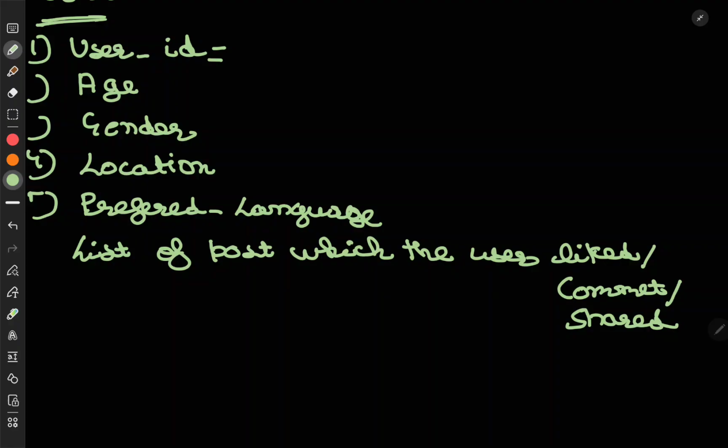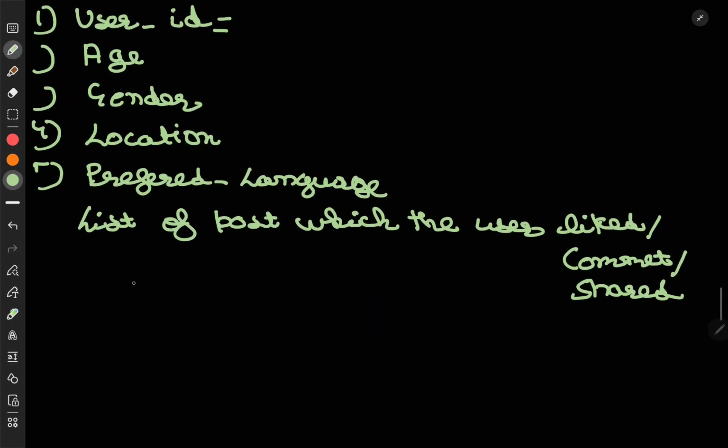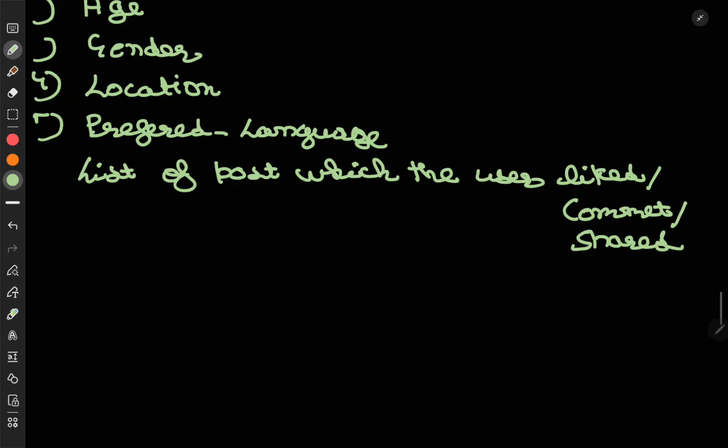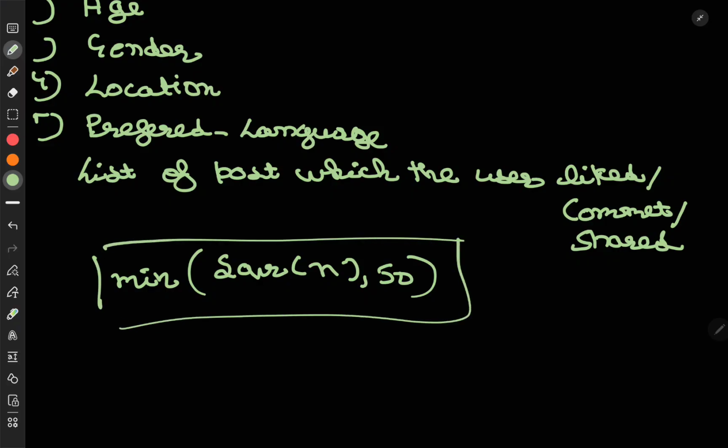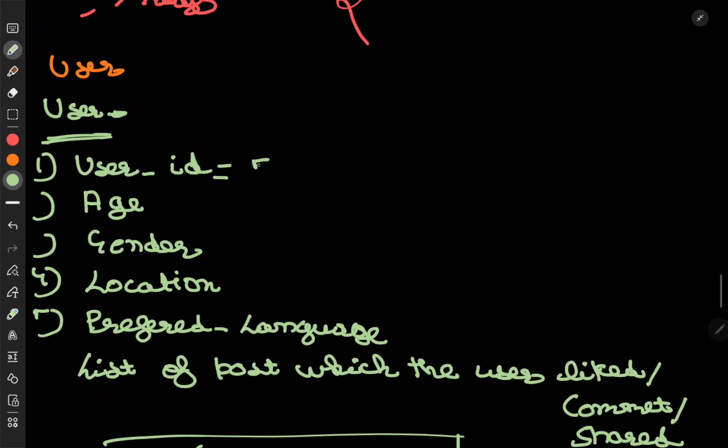So here also we are going to use embeddings only. Now how are we going to do that? Roughly 5 million users are there, and we know that the rule of thumb says that the dimension of the vector could be min of square root of n comma 50. So here also this user ID could be represented using a 50 dim vector.